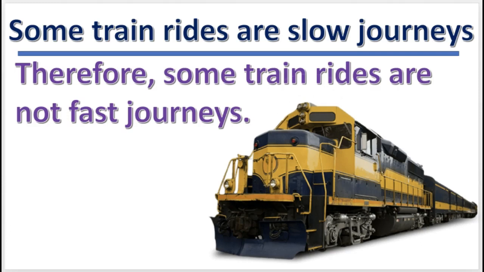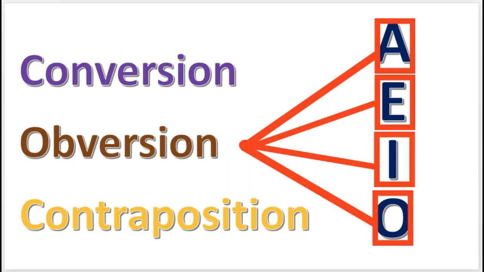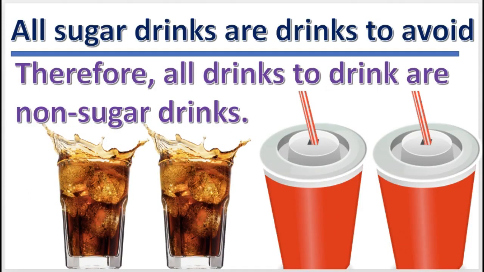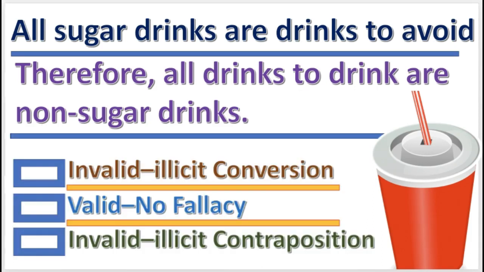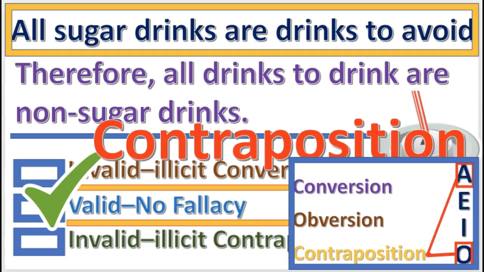Next practice problem. Is this inference valid? And if not, what fallacy is committed? Press pause if you need to. The answer will appear in 3, 2, 1. Ding! It's valid, due to obversion, which gives logically equivalent results for all four propositions. Next practice problem. Is this inference valid? And if not, what fallacy is committed? Press pause. The answer will appear in 3, 2, 1. Ding! It's valid, due to contraposing the premise, which is an A proposition.